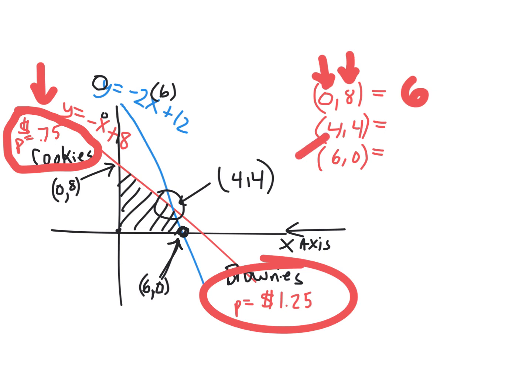This next one has 4 brownie profit and 4 cookie profit. Isabella, is that how you did it? Okay, so can you tell me what you got? I got $8. Anybody verify $8? Okay. That should have been 4 times $1.25 and 4 times 75 cents.